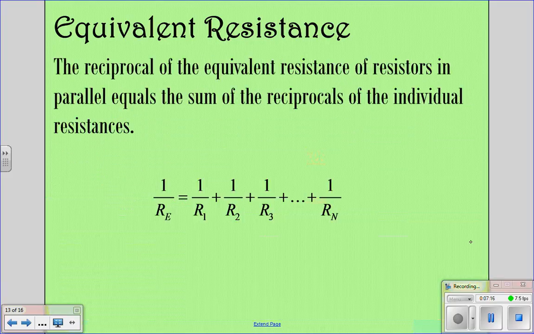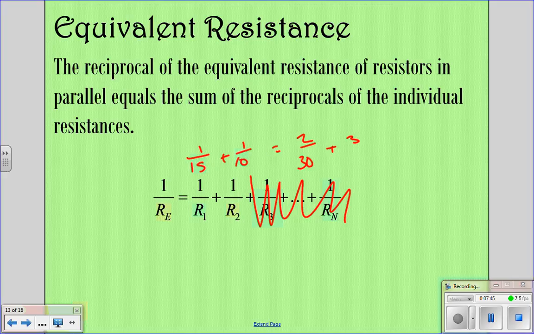The reciprocal of the equivalent resistance of resistors in parallel is going to equal the sum of the reciprocals of the individual resistances. So on the last one, we only had 2 resistors on the left. We had a 15 and a 10, so we have 1 over 15, and we have 1 over 10. And if you add those together, well, we can make a common denominator of 30. So that would be 2 over 30 and 3 over 30. And that would be 5 over 30, which is 1/6.